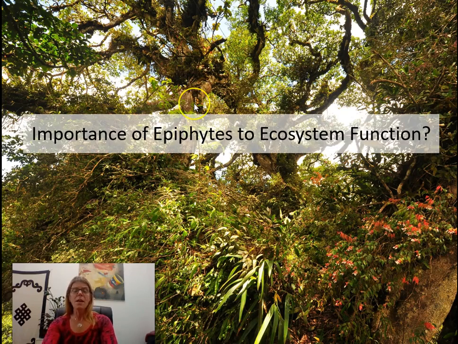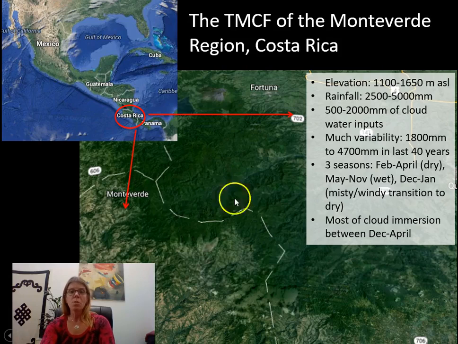So one of the big driving questions in my research group is trying to understand the importance of epiphytes for ecosystem function. We've been working to understand which epiphytes are more and less vulnerable to climate change over the last 8 years, and now we really want to understand more concretely the role that these plants play in ecosystem function. So where are we working?